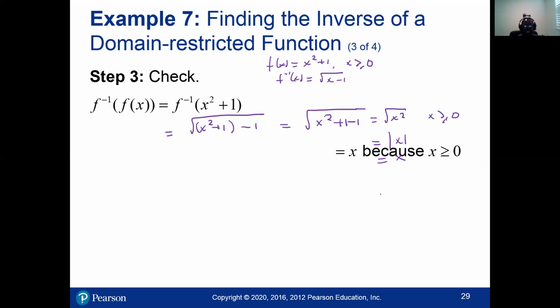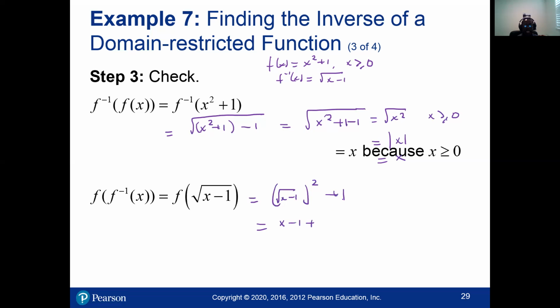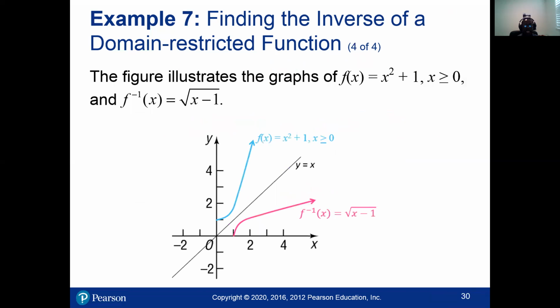So we found that. Now let's do the second one. Whenever we see x in f, we plug in the inverse, the square root of x minus 1. So this is x squared plus 1, and we plug in the square root of x minus 1. When you simplify, you have x minus 1 plus 1, and that gives me x. So we have checked that.